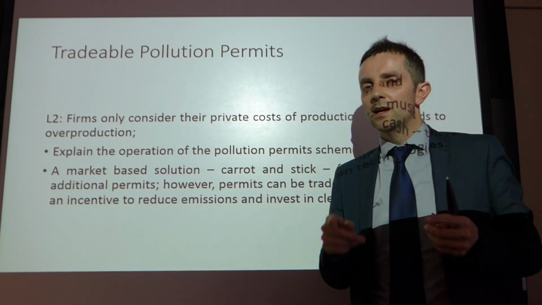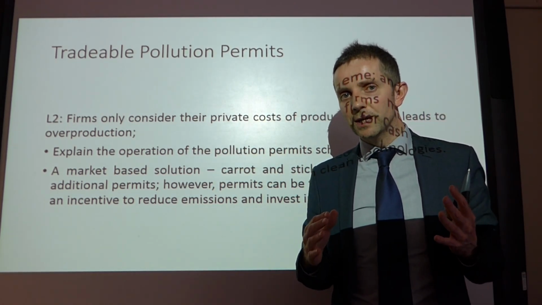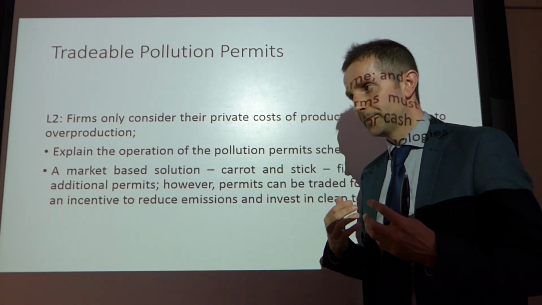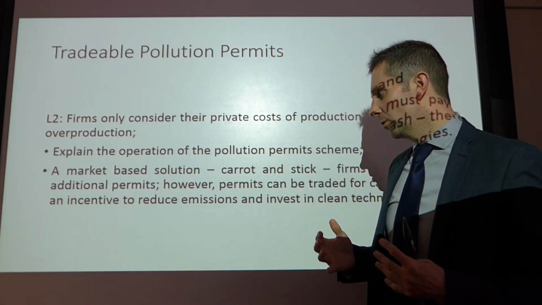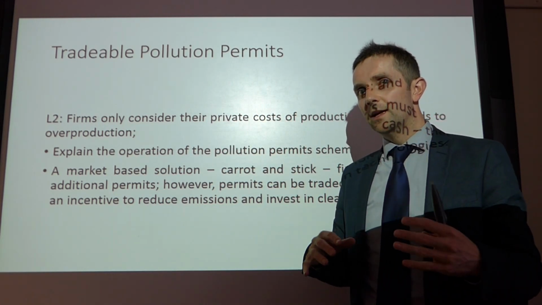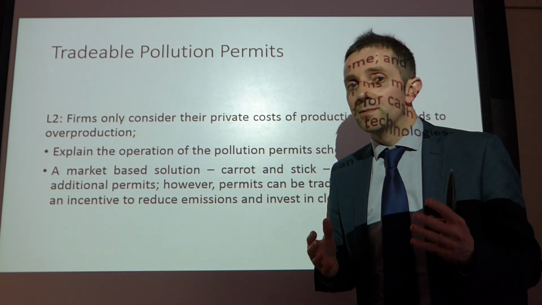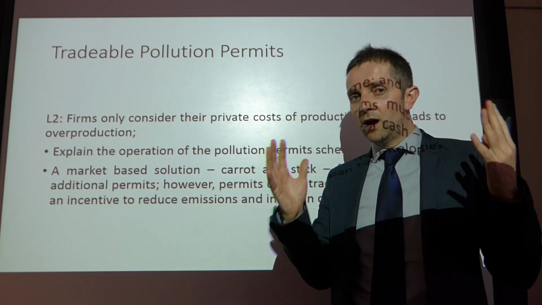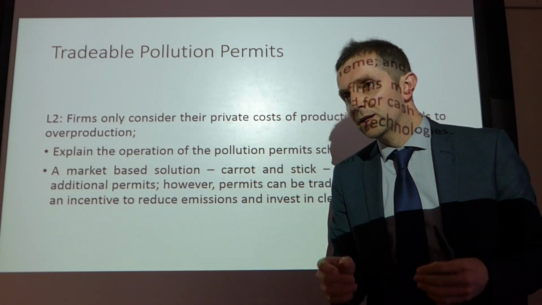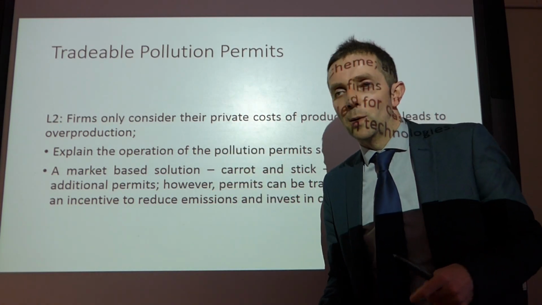So the carrot is, become cleaner with your production methods, you will then have spare permits which you can then sell on, that will bring revenue into you, the firm. And the stick is, of course, well, if you don't do that and you use all your permits and you want to produce more, then you'll have to purchase these permits, and the price of these permits over time is going to go up, because as a result of international agreements we're going to reduce the supply of them, and as you know, anything that reduces in supply, the price of it tends to go up.